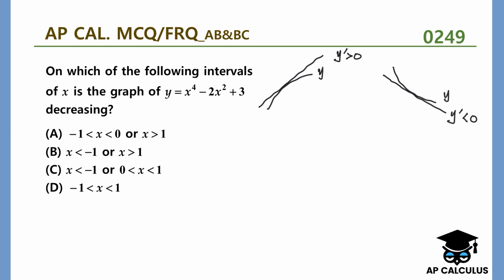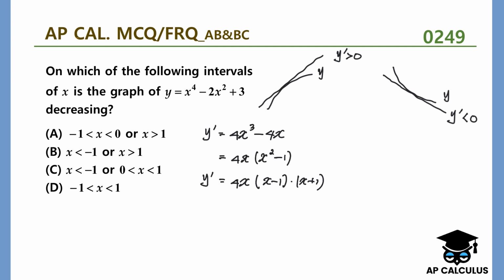So we have to find the derivative of this function, set it equal to 0, find the critical points, and then perform the first derivative test. All right? Okay, let's do this. So y prime is equal to 4x cubed minus 4x. Let's factor this: 4x times x squared minus 1, and x squared minus 1 is x minus 1 times x plus 1. This is our y prime, and we set that equal to 0.